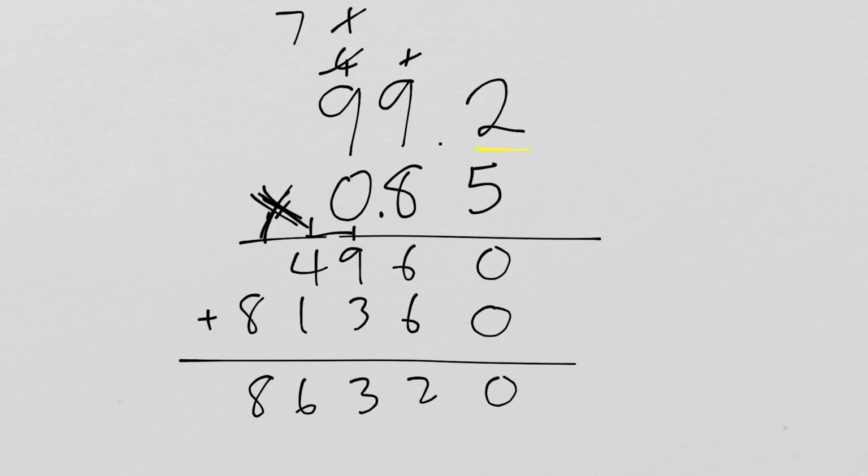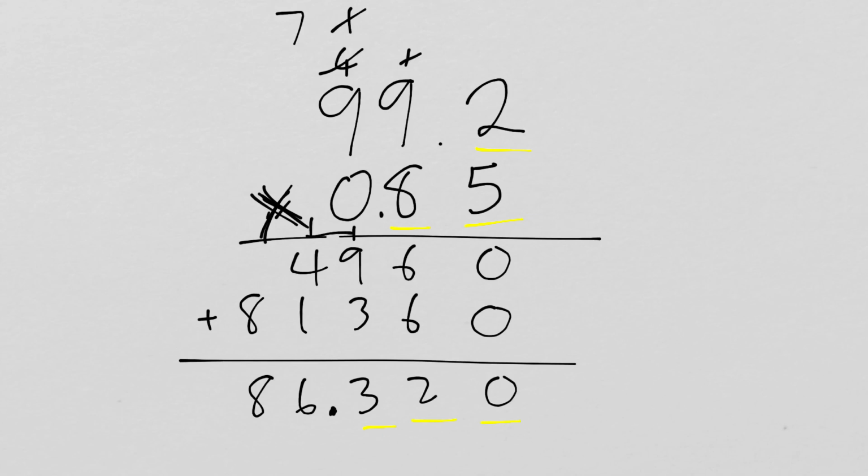I've got 1, 2, 3 digits after the decimal point in the question. 1 in the 99.2 and 2 in the 0.85. So I'm going to have 1, 2, 3 in the answer. So my decimal point will need to be here. And since when I round 99.2 to 100 and 0.85 to 1, 100 times 1 is 100, 86 is the closest I can get to 100. So it just makes sense.